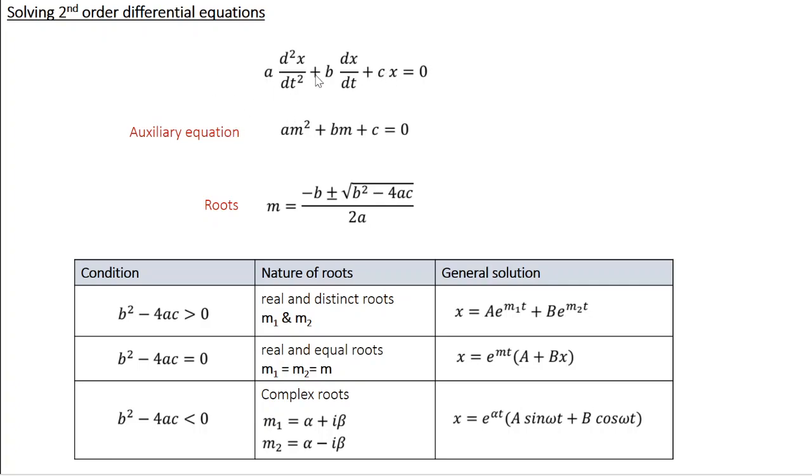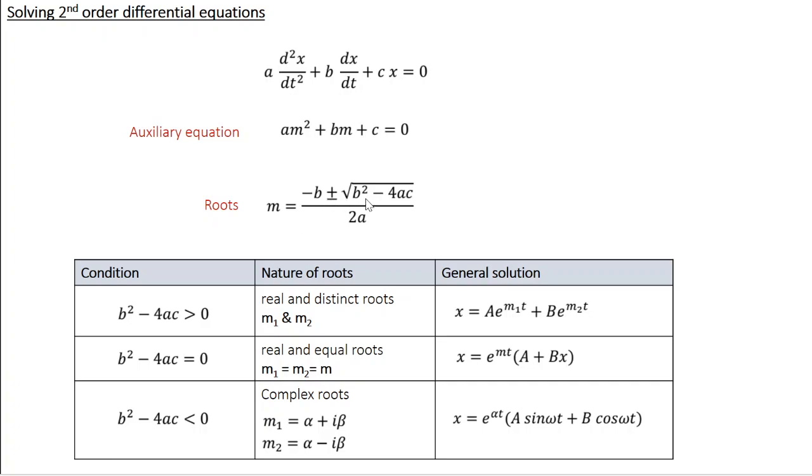So the auxiliary equation corresponding to this particular differential equation is a m squared plus b m plus c equal to 0. This is a quadratic equation. Next step is to find the roots. We know the standard formula, m equal to minus b plus or minus square root of b squared minus 4ac, by 2a. Now depending on the value inside this square root, I can have different types of solution.